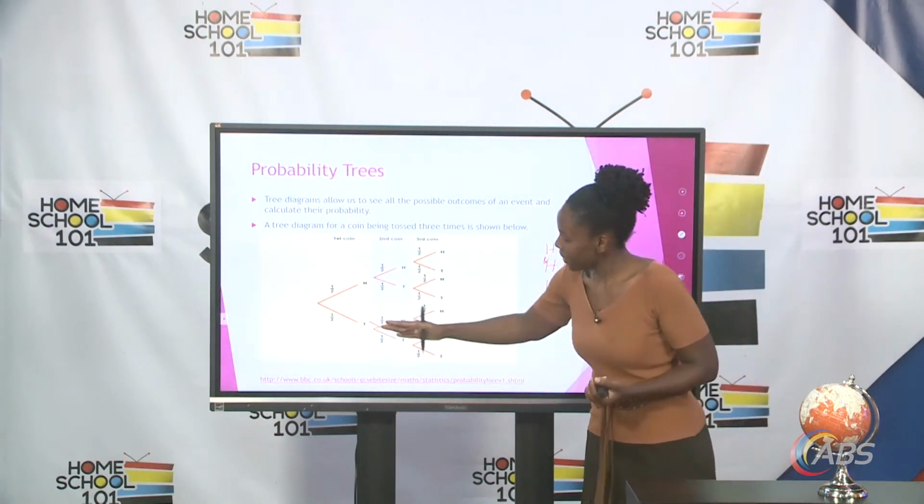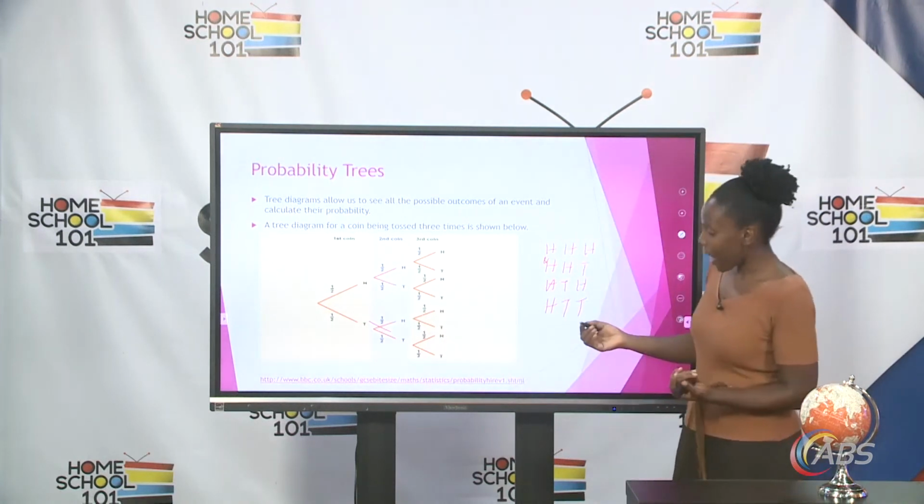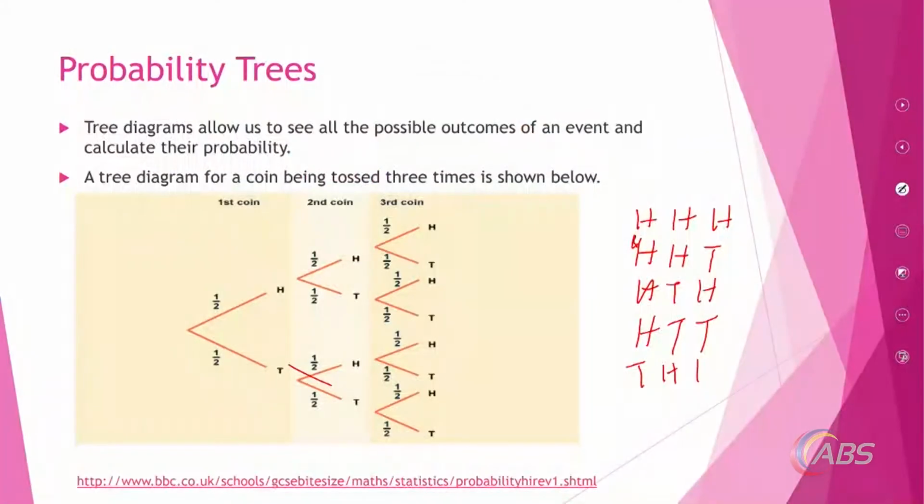Then if we looked at the second option down here, getting a tail, we could start by getting a tail, then a head, then another head. We could get a tail, head or tail. We could start by getting a tail, tail, heads, and then finally a tails, tails, tails.